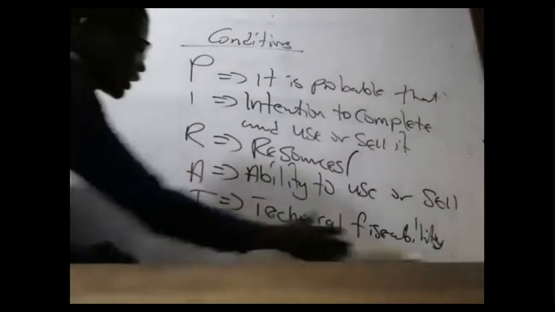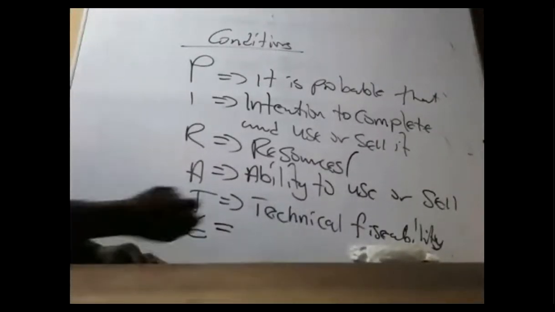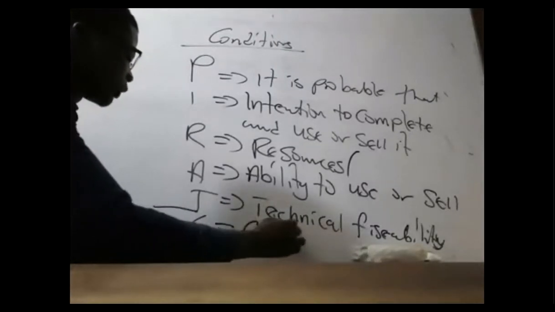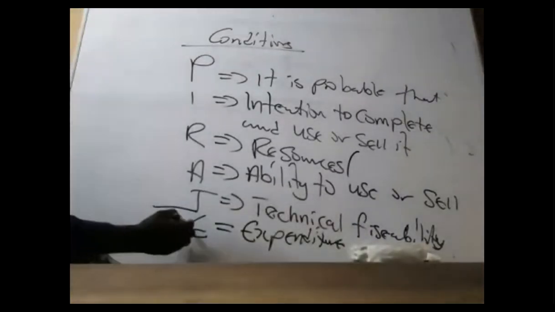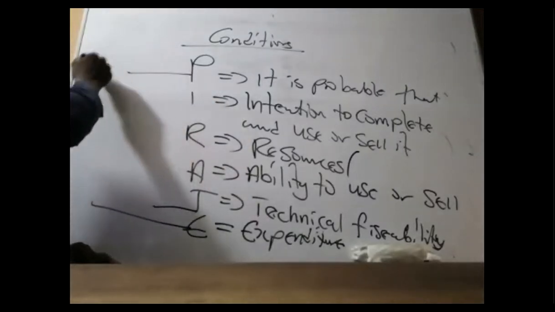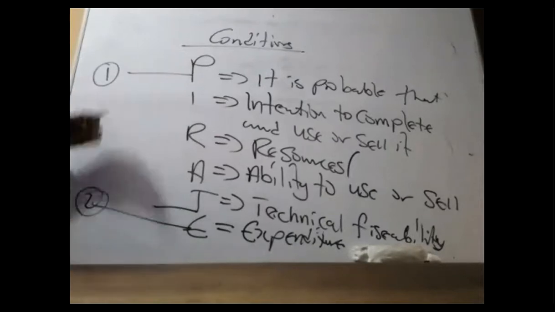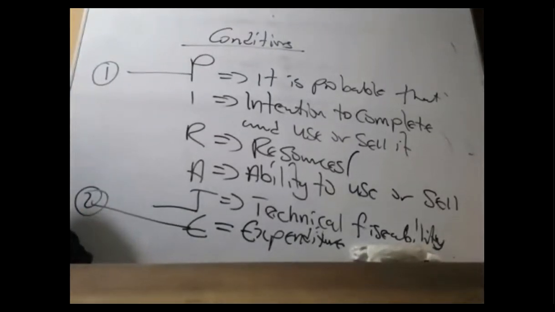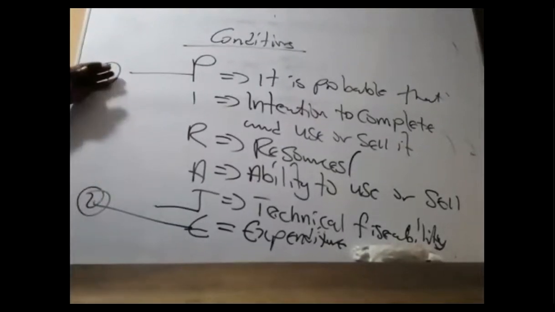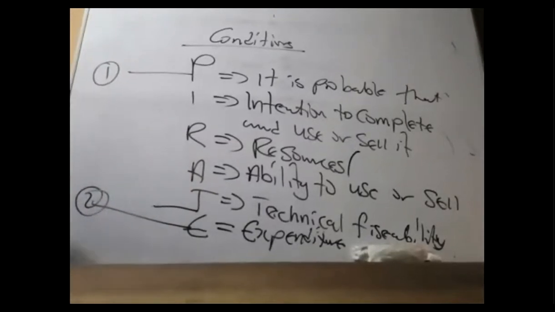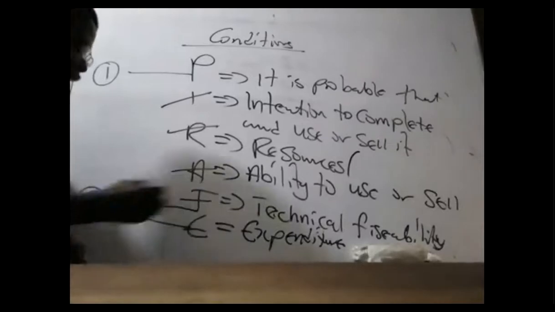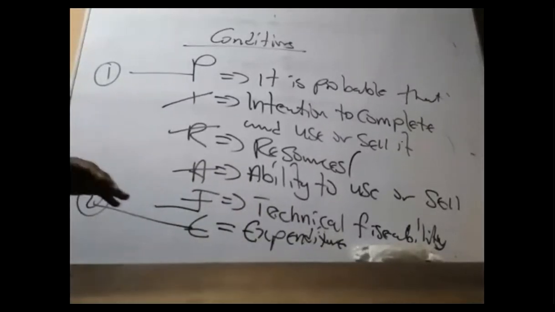The last one is expenditure can be measured reliably. Expenditure on this can be measured reliably. Have you seen these 2 points? They are the normal points. The first 2 points that we know under asset recognition: probable future economic benefits to the entity, and the cost involved can be measured reliably. These are the 2 points. The other 4 points are the ones that we have added. That is all. So we are done.